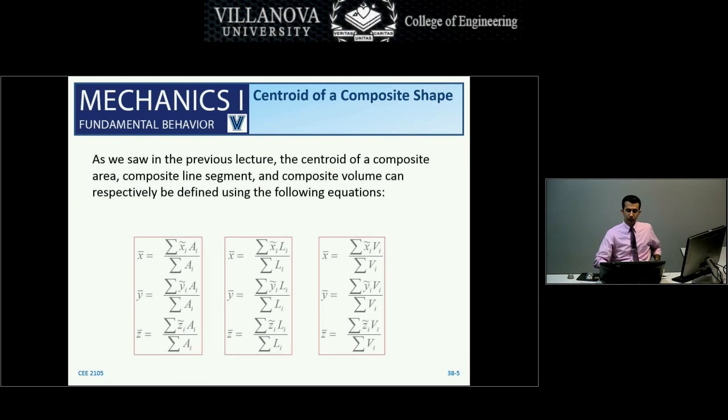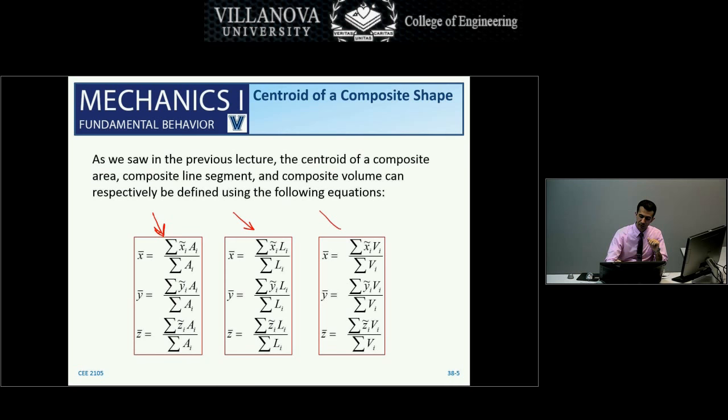The take-home message from this slide is that everything that we did in the past for composite area, with the same logic, we can do the same thing for composite line and composite volume. So we can develop similar sets of equations. It's just that for composite area we have A, for composite line we have L, and for composite volume we have V. And that's about it really.